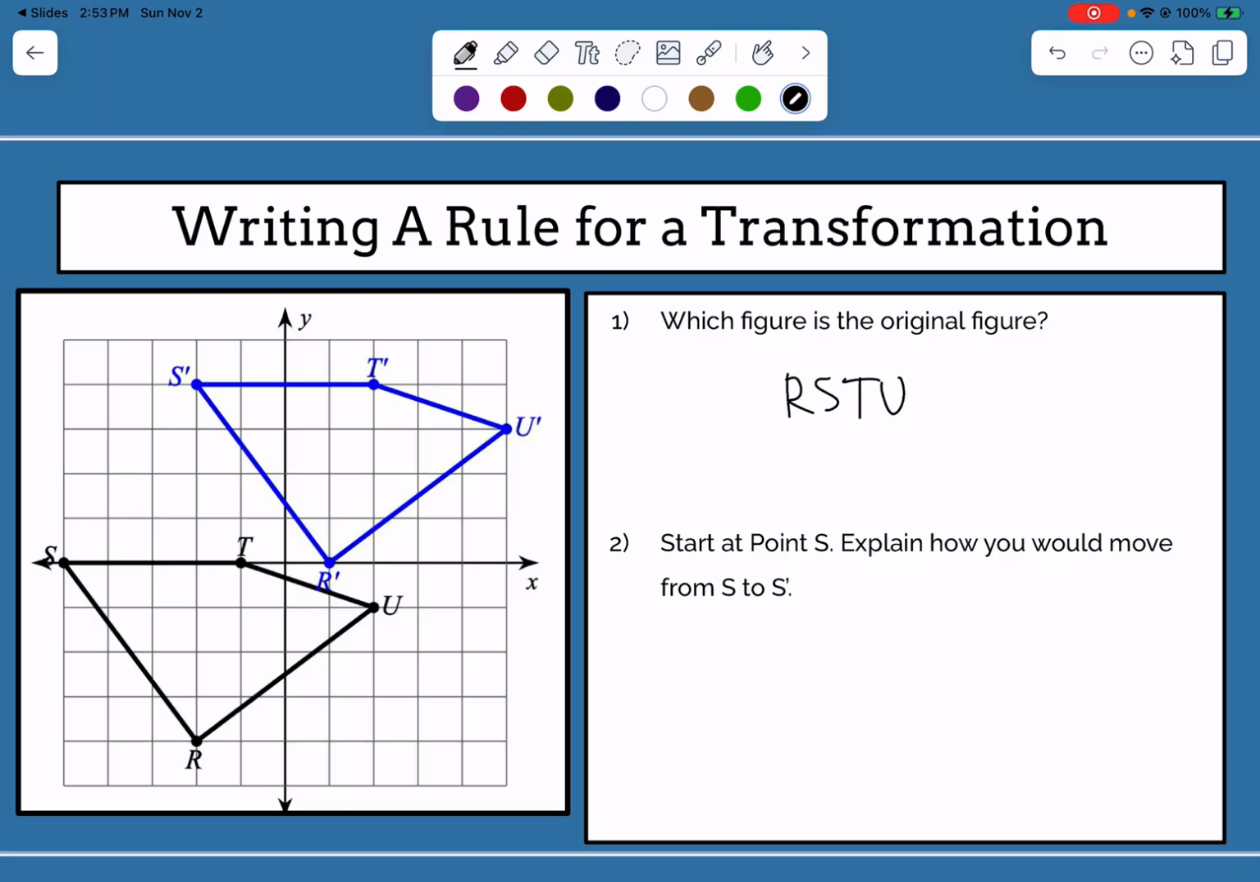If you write these letters in a different order, it's usually okay, like S-T-U-R. I just choose alphabetical because I have to pick something. So that's what I use here.